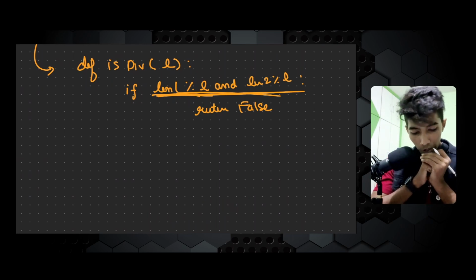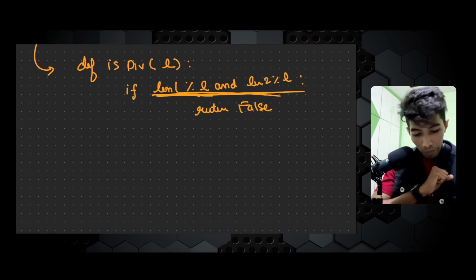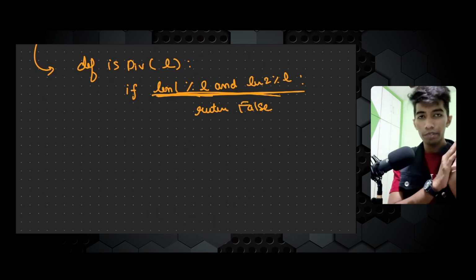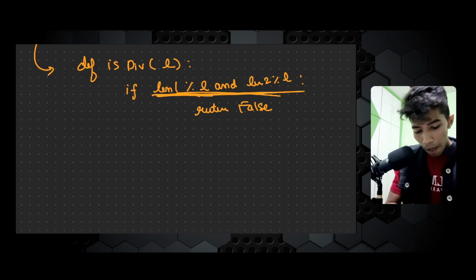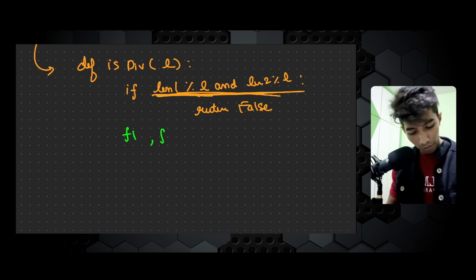Now what will we be doing? Now we'll be talking about the factors. If this thing happens, then we'll be returning false. Simple. Now if this thing doesn't exist, then what do I have to do? I have to create the factors, like F1 and F2.